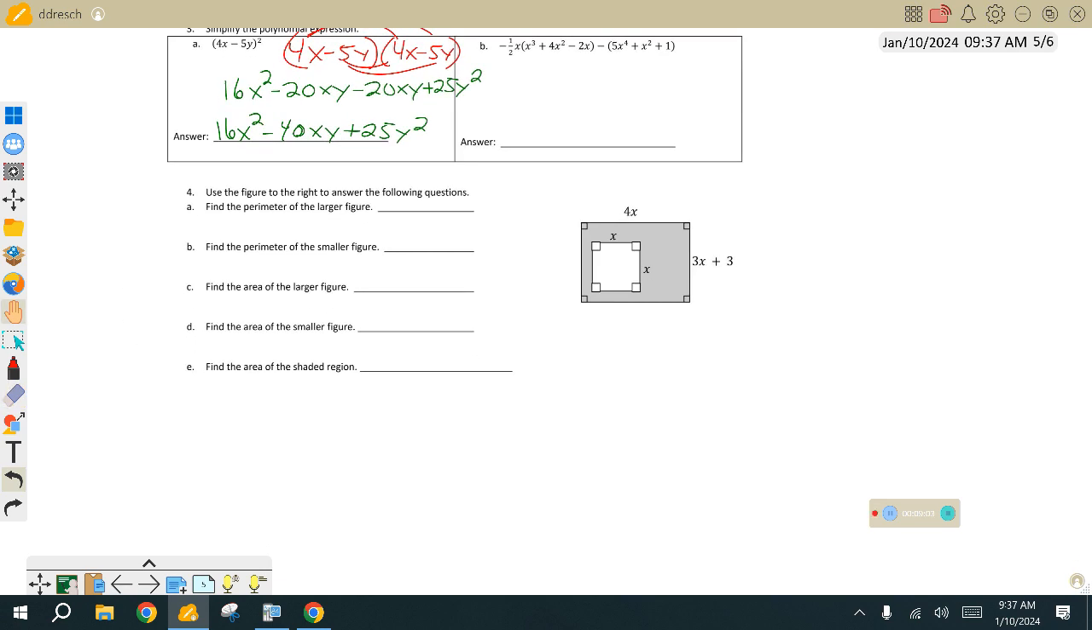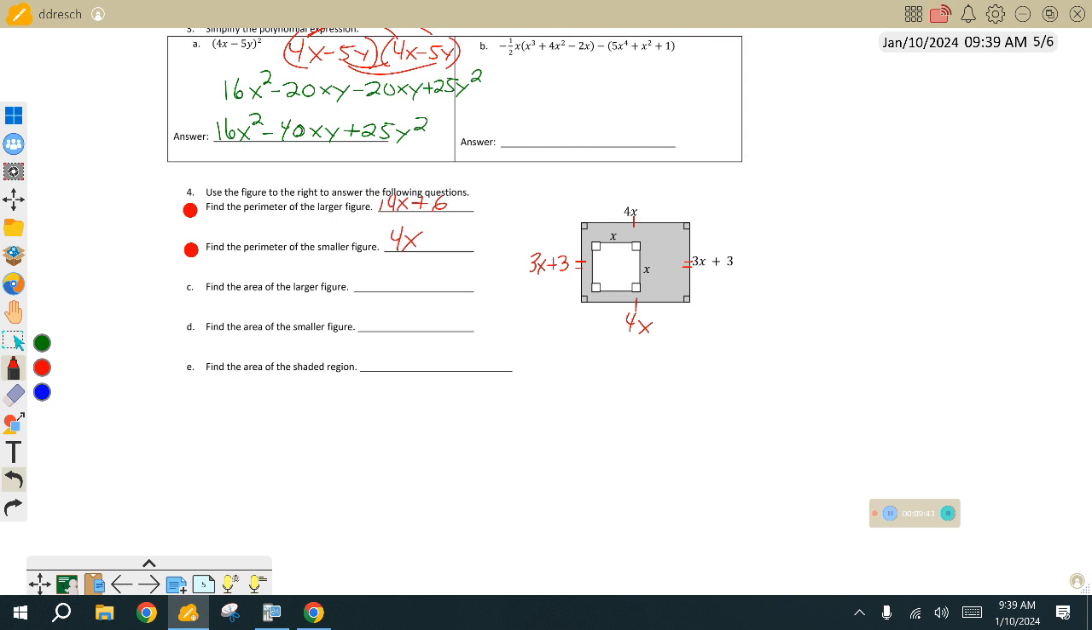Let's do number 4. Go find me number A and B. Go find me the perimeter of the larger and the smaller figure real quick. Okay, perimeter, large figure, should have 14x plus 6. And the smaller figure should have a perimeter of 4x.